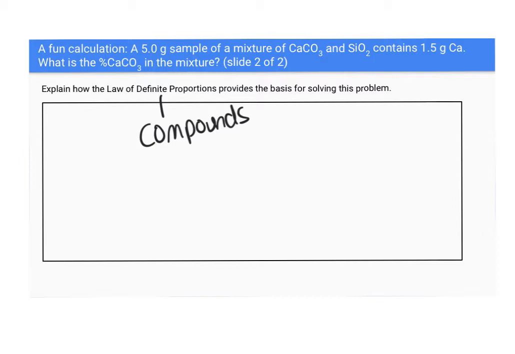So it deals with compounds and the fact that compounds always contain the same elements by mass every time, right? So water is always going to be 11% hydrogen and 89% oxygen. If you don't have those mass ratios, your compound's not water. You have something else, hydrogen peroxide or something different.